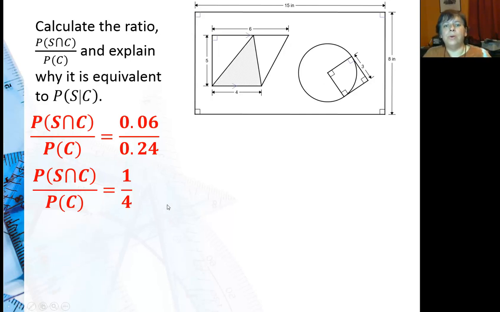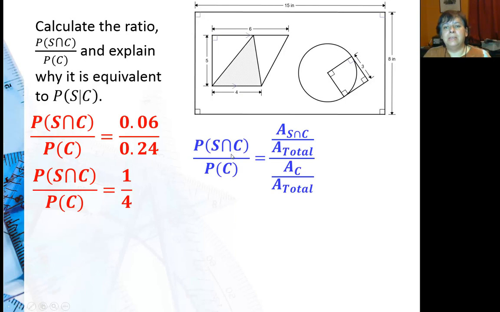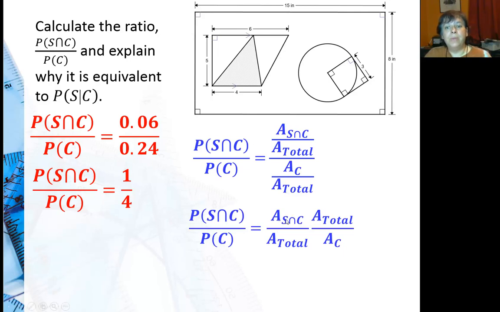Why will this always work? Well, let me go ahead and go back to this. The probability that something is in the square and the circle at the same time is the area of the square and the circle over the total area. The probability that it's in the circle is the area of the circle over the total area. Now, you know when you have two fractions that are divided, you can flip and multiply the second one. And so now I can just say area of the square and the circle, the intersection of that, over total area times the total area over area of the circle is the same as what we had before. And I can see that these two will cancel out.